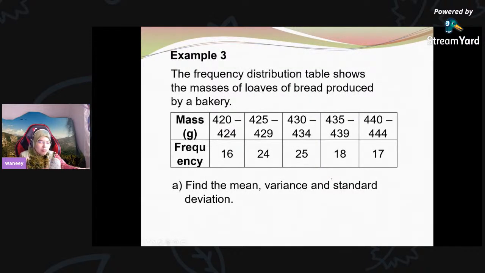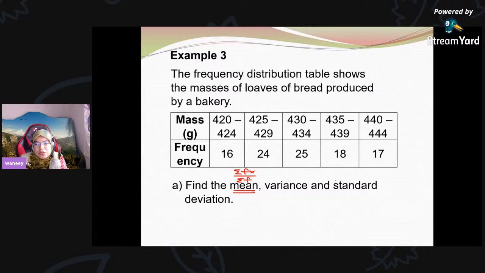Okay, so now, example 3. The frequency distribution table shows the mass of loaves of bread produced by a bakery. So we have a mass, we have a frequency. Find the mean, the variance, and standard deviation. Okay, so how to calculate the mean? This one is right. Summation of fx over summation of f.